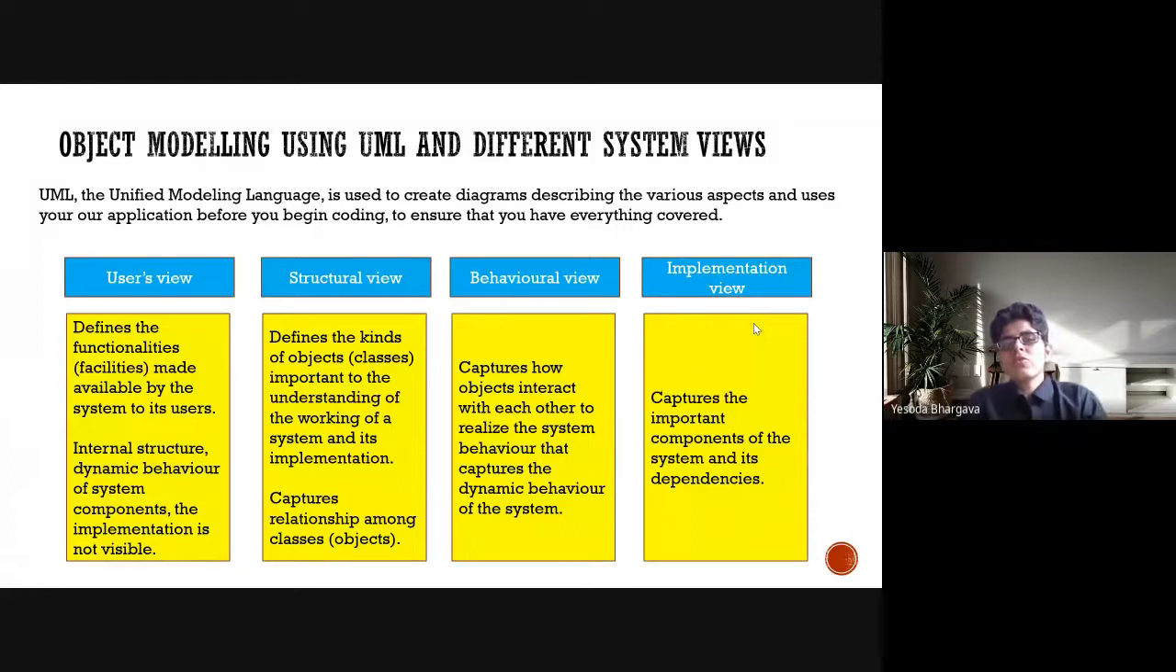So in users view, what you are basically doing is defining the functionalities made available by the system to its users. So how the user will perceive what the system is doing. Its internal structure, dynamic behavioral system components, and the implementation are not visible, but just on the surface level, what the system is expected to do. So what do you think could be an example of a user's view diagram to explain what the system is doing? Not the internal, but at least on the surface level, what example would fit in for the user's view?